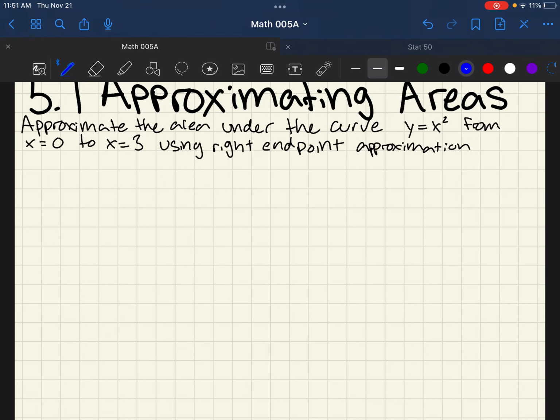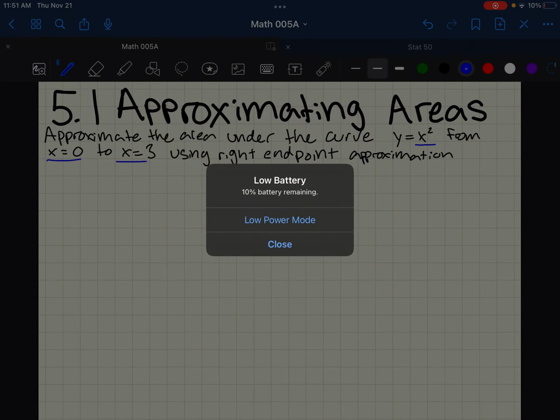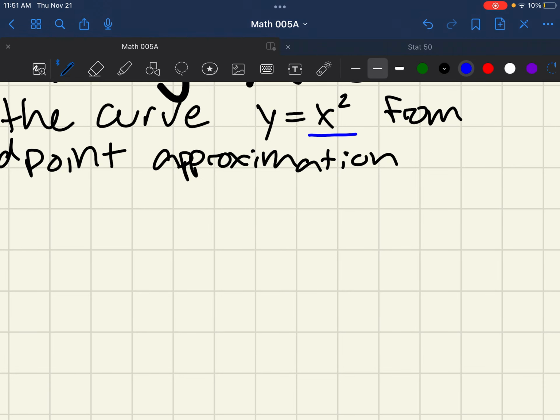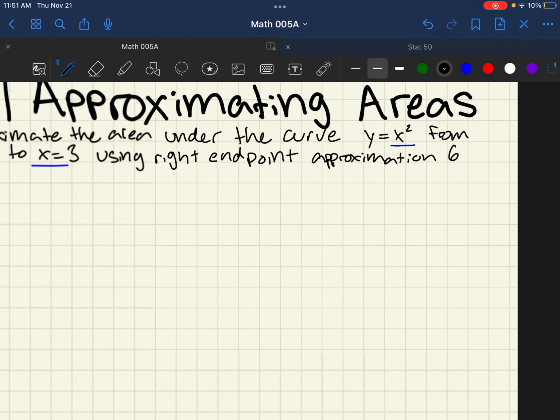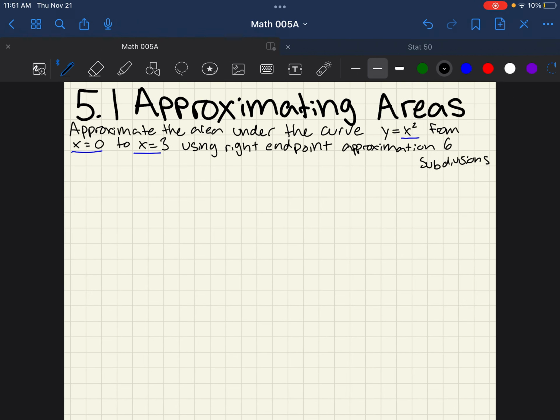So right here we have 5.1 approximating areas. We approximate the area under the curve y equals x squared from x equals 0 to x equals 3. What I failed to write is that there's 6 subdivisions. That means that there's 6 spaces in between 0 and 3.